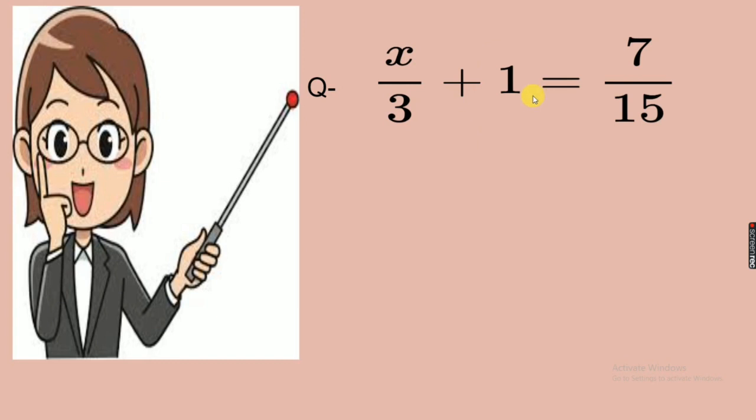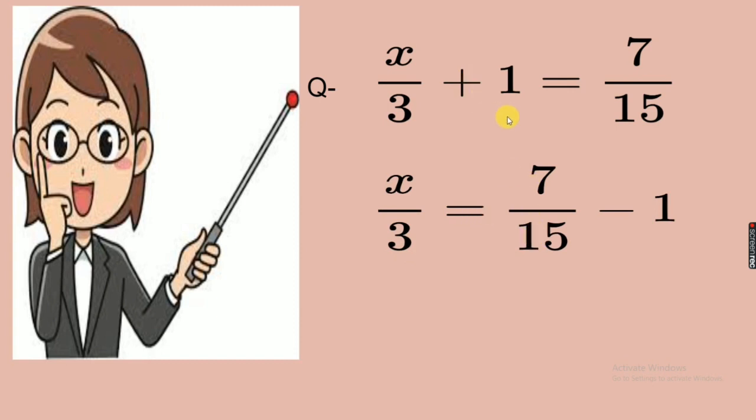In order to find out the value of x, first of all we have to remove this 1. We would transpose this 1 to the other side, but with negative sign, because plus is converted into minus or minus is converted into plus if we shift it to the other side. So it would become x upon 3 is equal to 7 upon 15. This plus 1 converted into the minus 1.